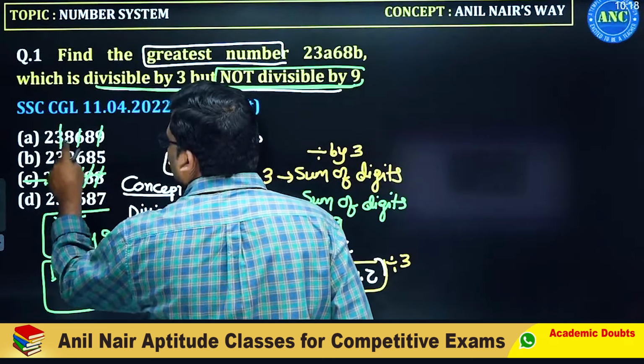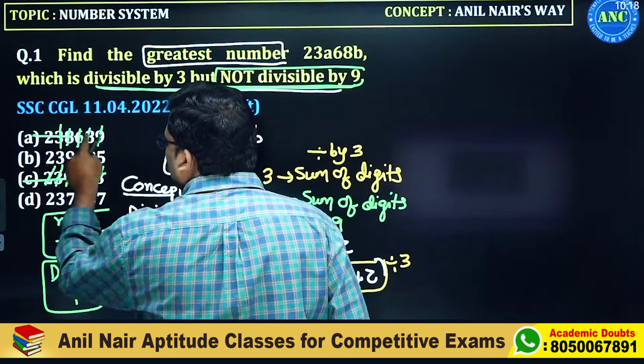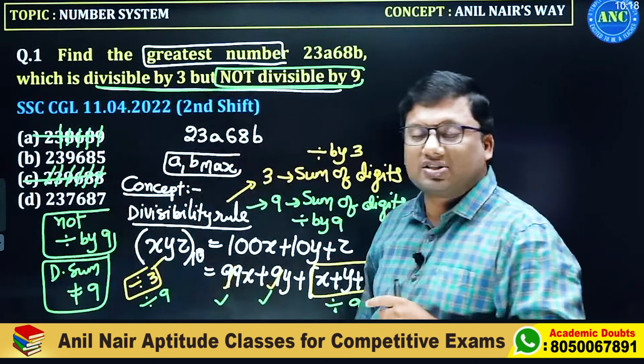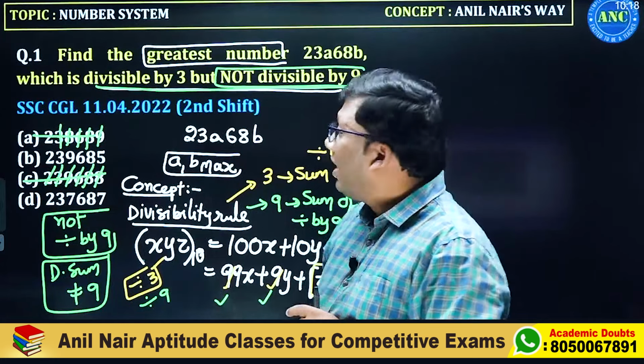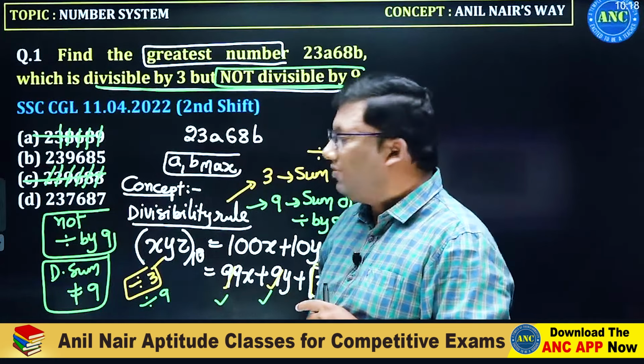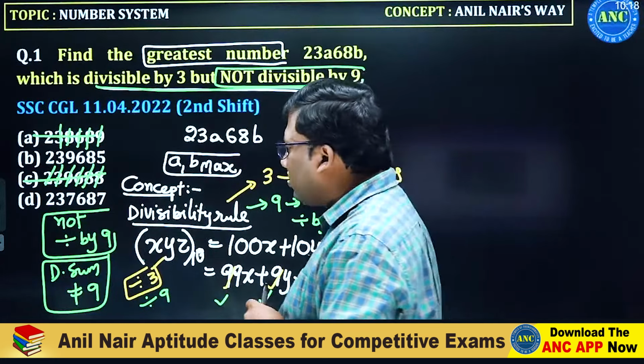Here 6 plus 3, 9. 8 plus 8 plus 2, it is also 18. That means the first option and the third option are both divisible by 9. The answer should not be divisible by 9.